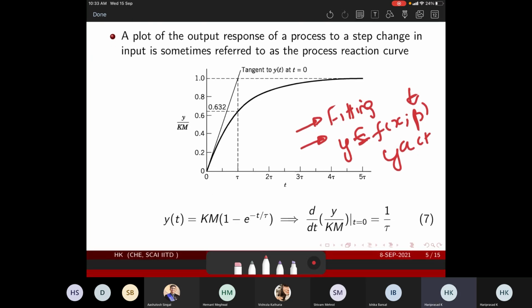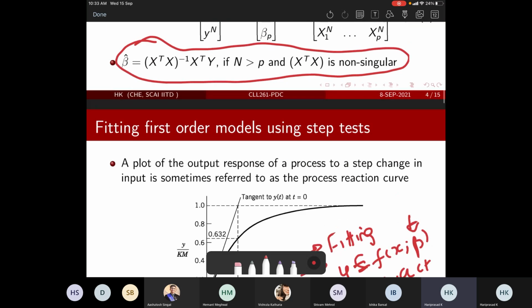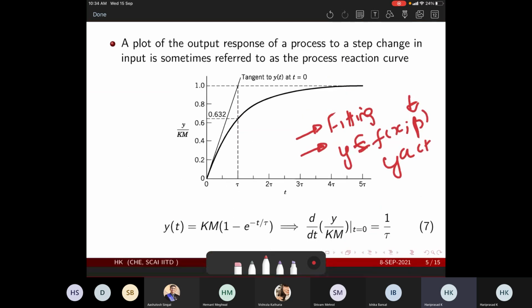You can also do the same thing. This is regression, and you can also do the same thing to figure out the first order plus time delay transfer function, or the first order transfer function, to get your time constant and the gain. So let's say you are plotting the first order graph. It would eventually look like this, right? And y of t is equal to K_m times 1 minus exponential of minus t by tau.